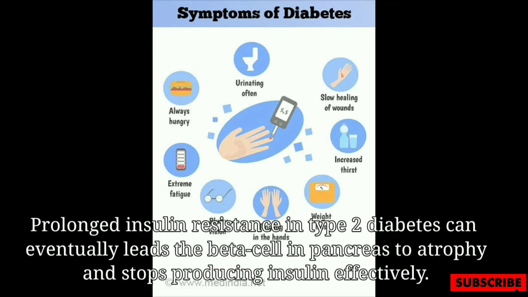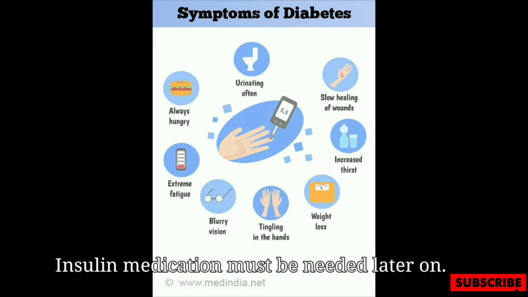Prolonged insulin resistance in type 2 diabetes can eventually lead the beta cells in the pancreas to atrophy and stop producing insulin effectively. Insulin medication must be needed later on.